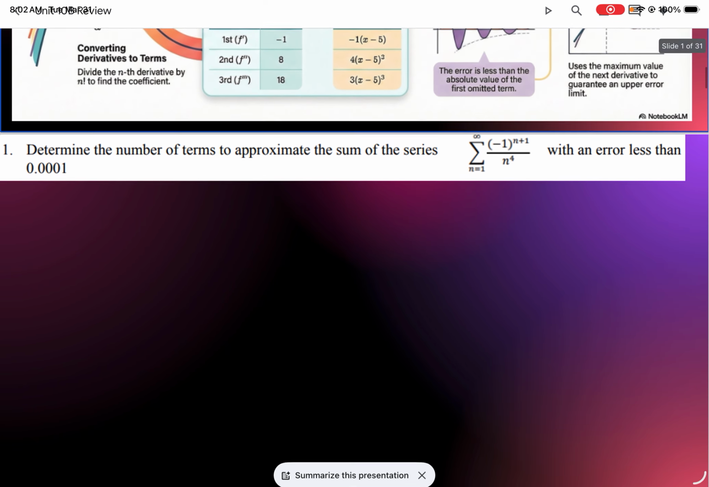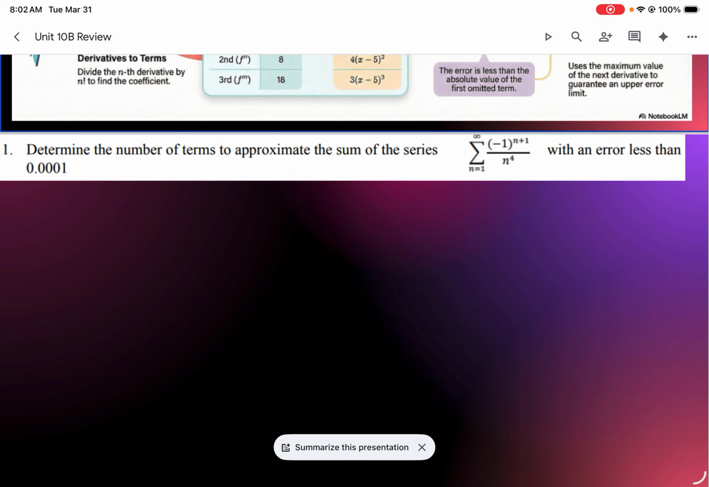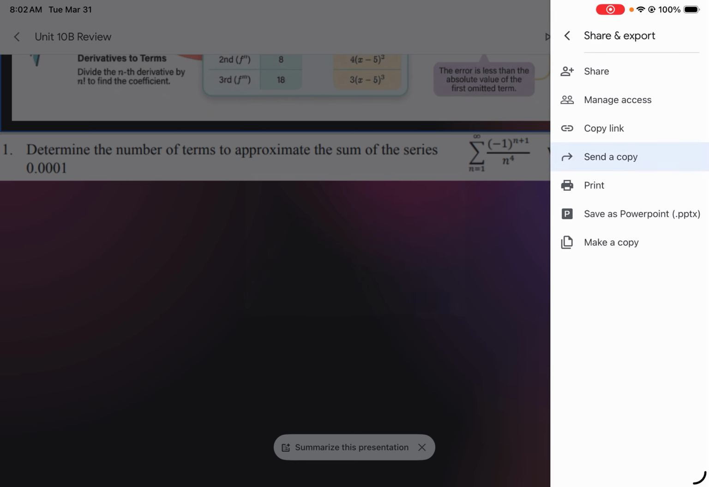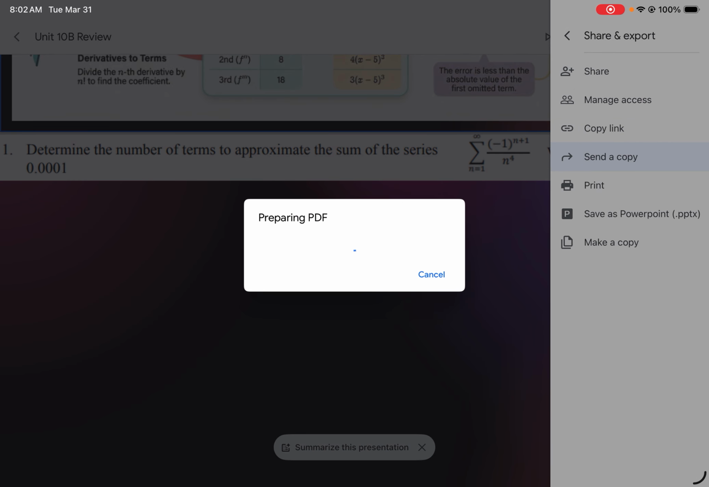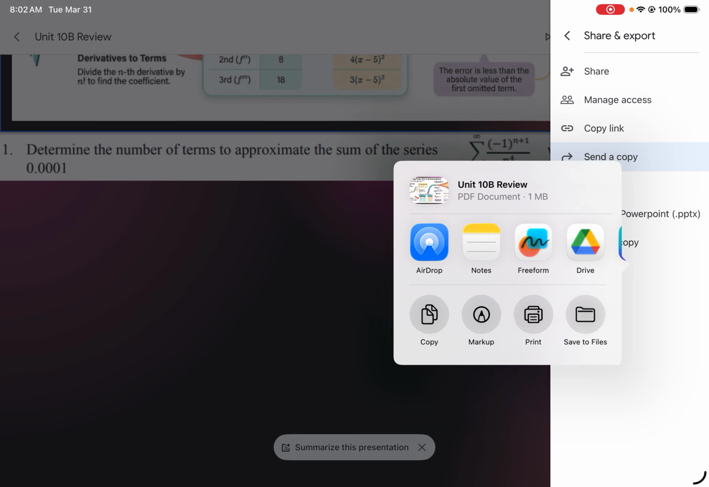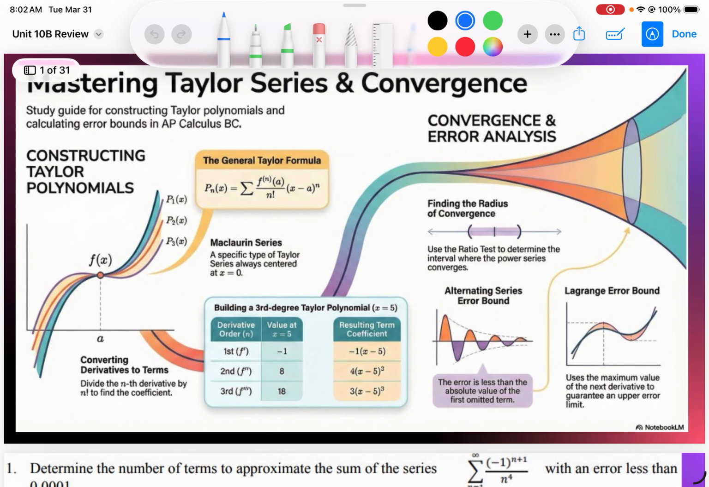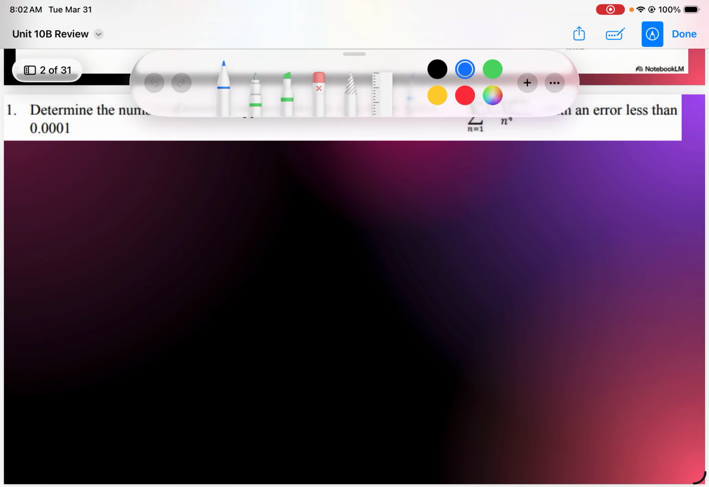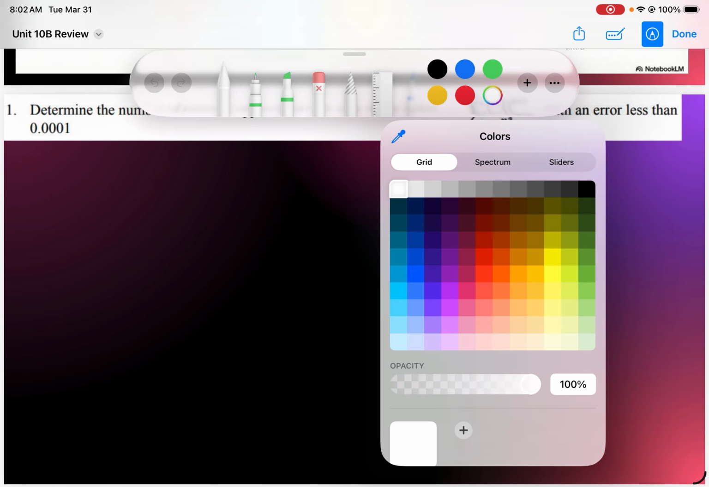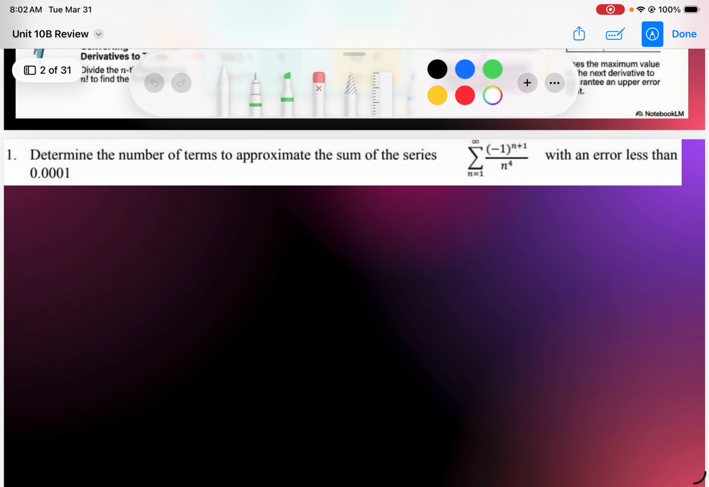It says, determine the number of terms to approximate the sum of this series with an error that is less than 0.0001. And I need to get this ready to write on. There are two types of error bounds that we've talked about. One of them was called the Lagrange error bound, and the other was called the alternating series error bound.